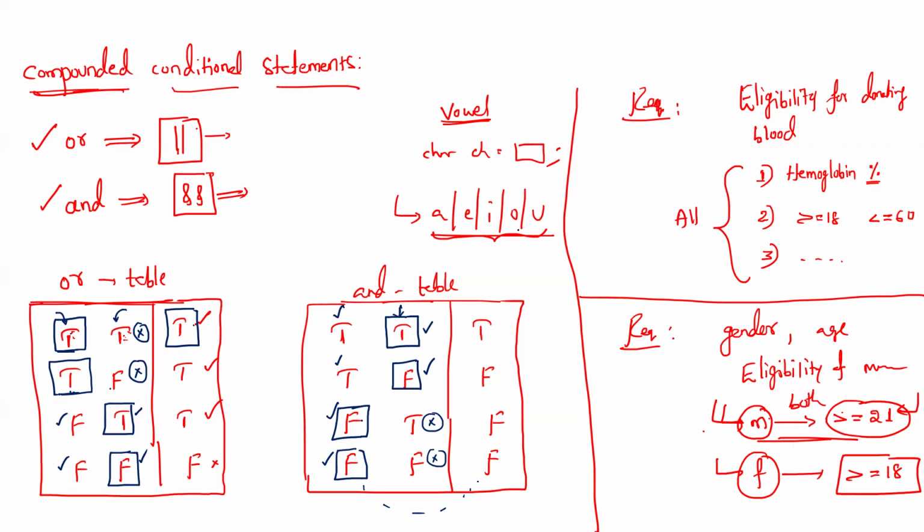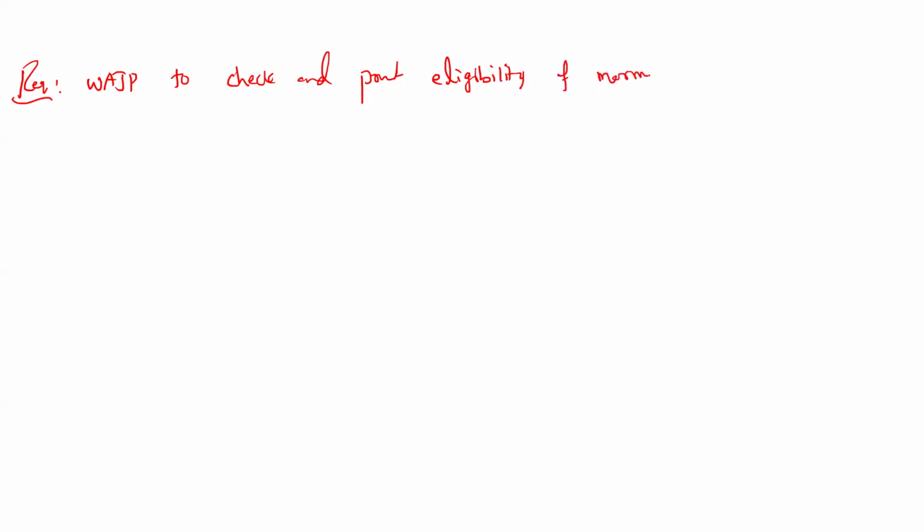So to go for our discussion of compounded statements, let us go with the same real-time scenarios. The requirement is: write a Java program to check and print eligibility of marriage based on gender and age. If this is the requirement, what is the input for this program? Gender is one input and age is another input.